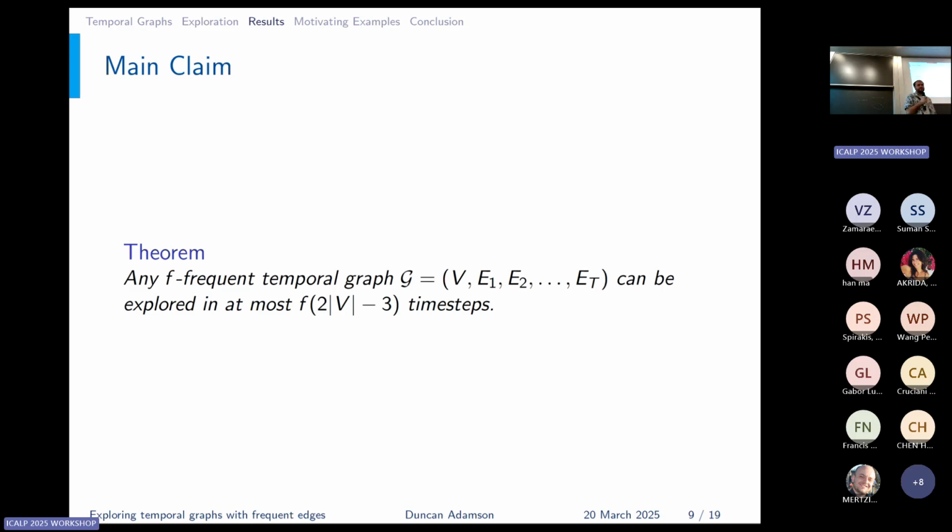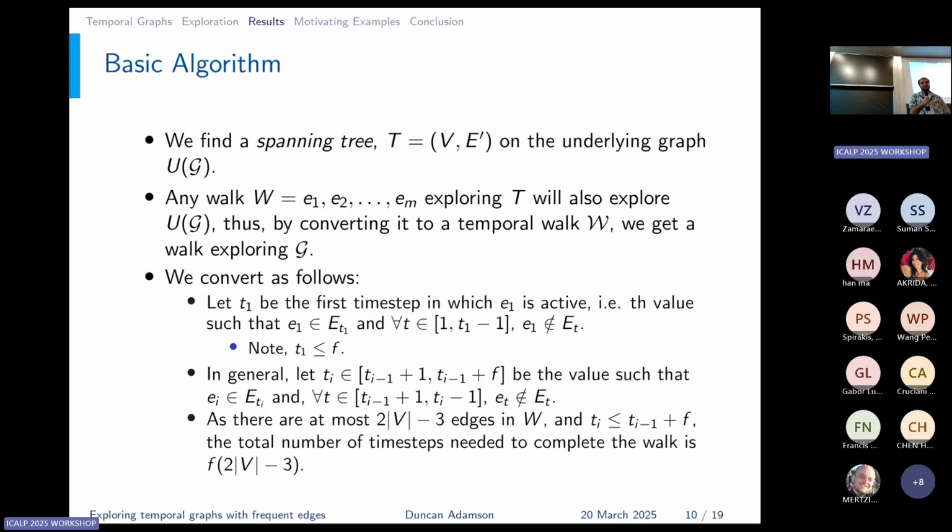Firstly, an F-frequent temporal graph can be explored in at most F times 2 times the number of vertices minus 3 time steps. We're going to see this 2 times the number of vertices minus 3 come up a lot with slightly different things up front. The idea here, and it's going to seem a bit contrived, but we'll see in the next bit why, is that we just build a spanning tree on the underlying graph, and then any walk that can explore this tree will also thus explore the underlying graph.